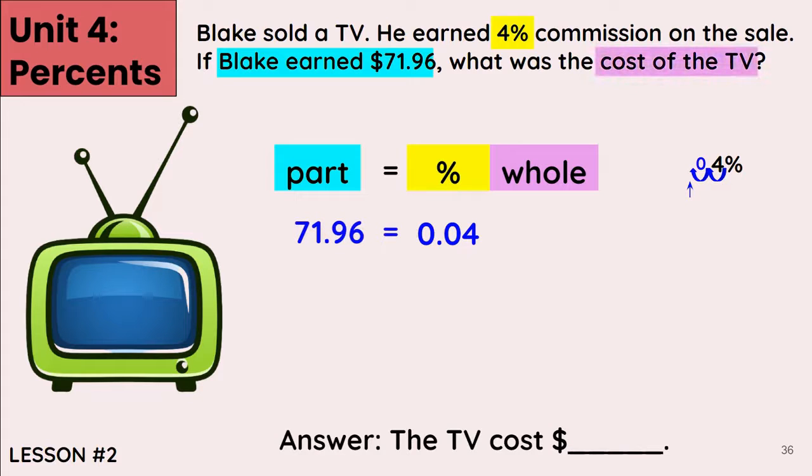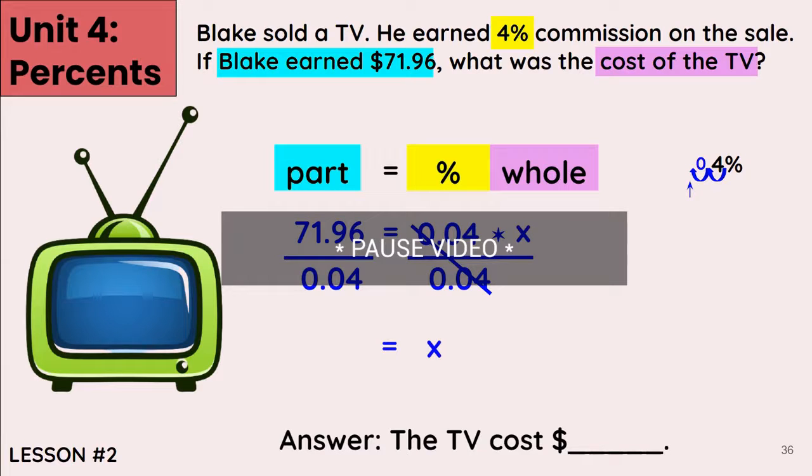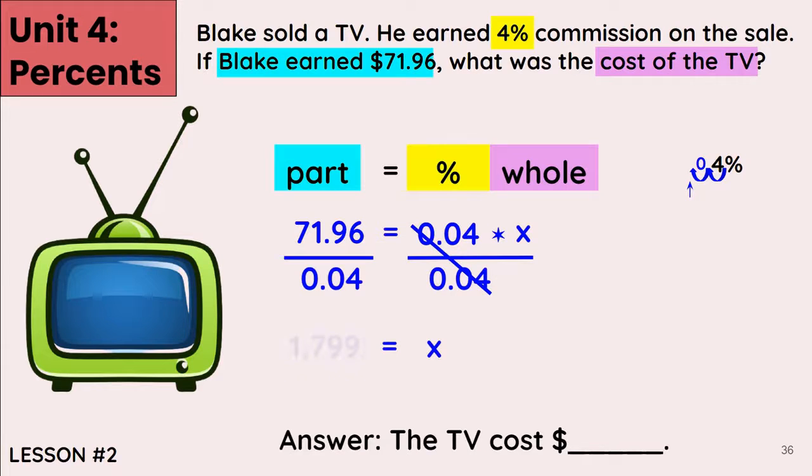What is the cost of the TV? What is the whole amount that that TV sold for? Right now, X is being multiplied by 0.04. So I'm going to have to divide both sides by 0.04. Go ahead and find out what your answer is. All right, you should have gotten $1,799. So the whole price of that TV was $1,799.